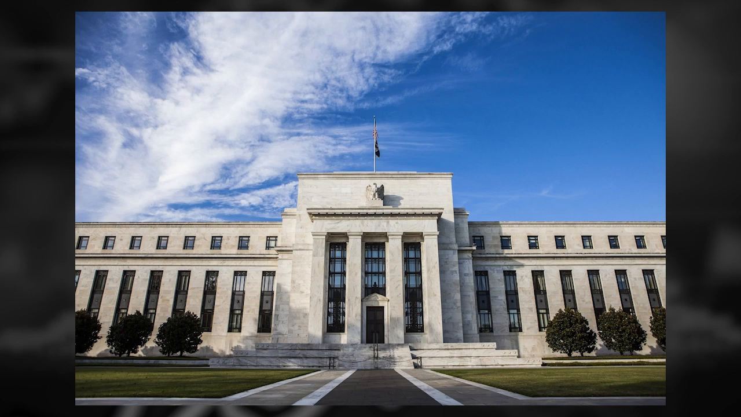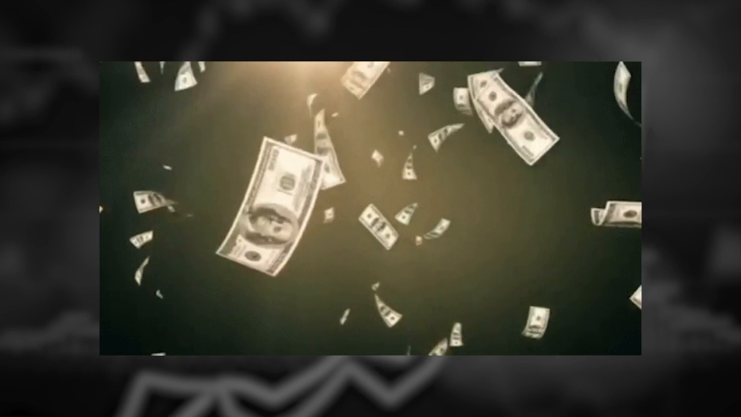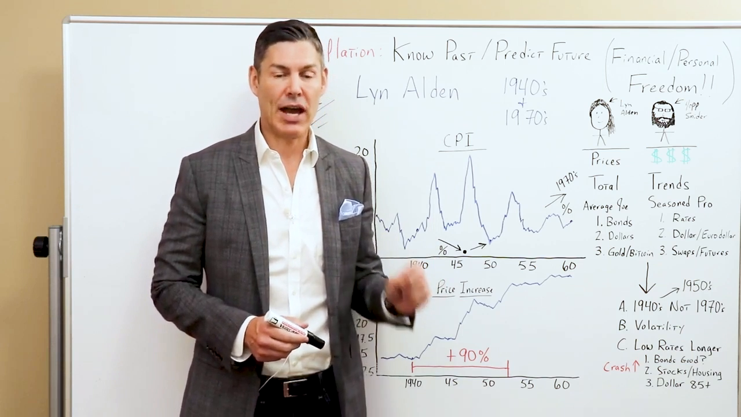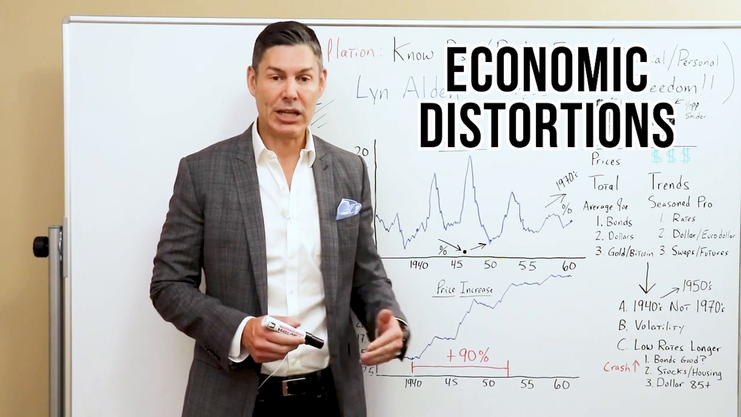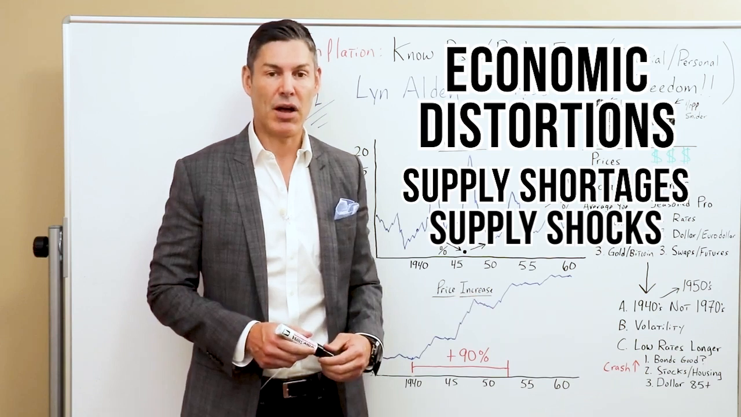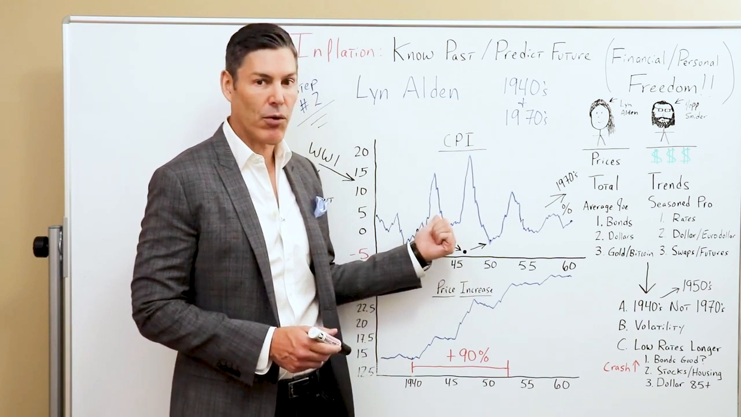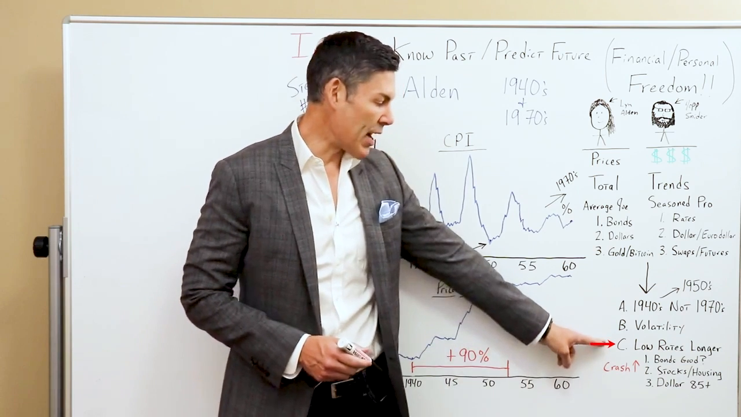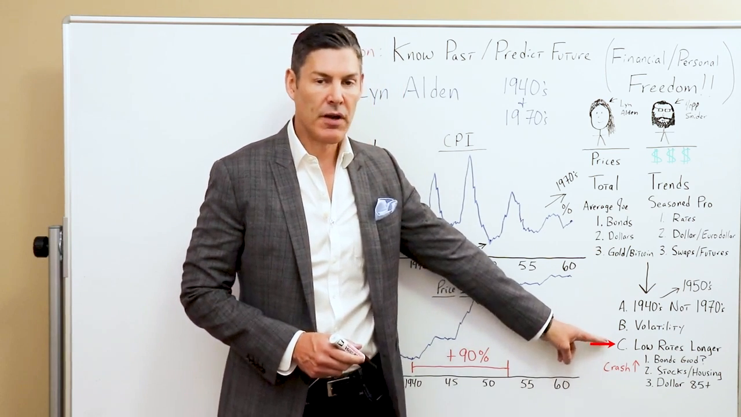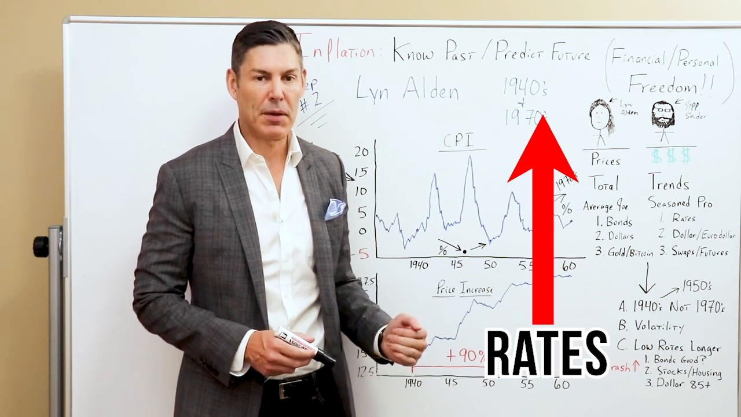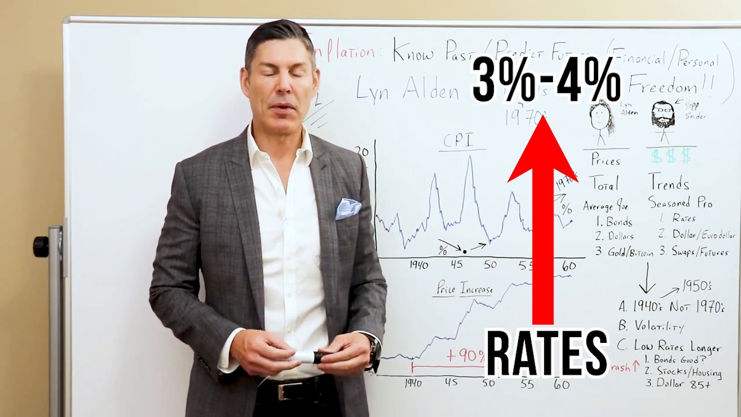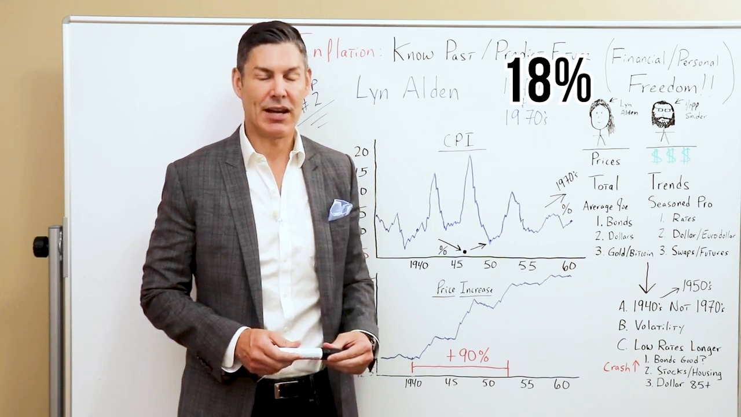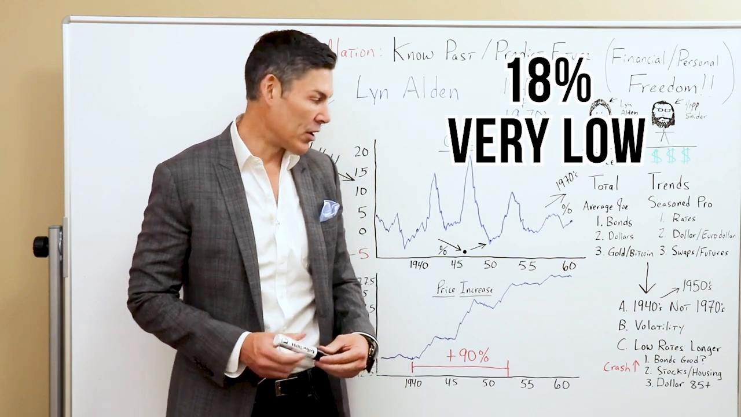Because this, I think, is the main driver of how many dollars are actually circulating, chasing goods and services in the real economy and creating those economic distortions that lead to supply shortages and supply shocks like we saw in the 1940s and 2020 and 2021. Also, most likely to have low rates longer. I'm not saying that rates don't go up to maybe 3 or 4%, but the probability of them going to 10, 15, 18% like we saw in the 1970s, very, very low.